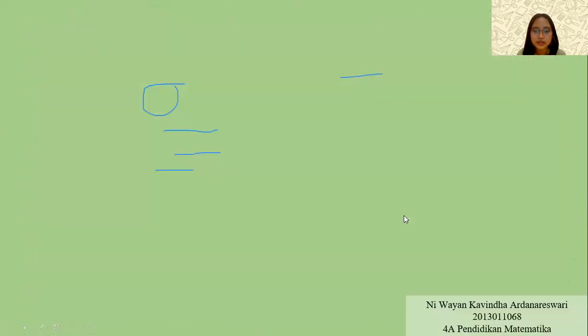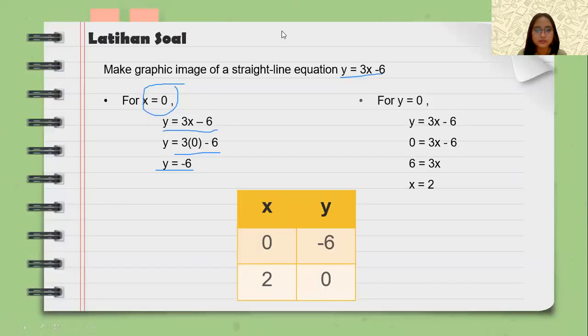Then we get the table here. When x is 0, we get y is negative 6, and when y is 0, we get x is 2.